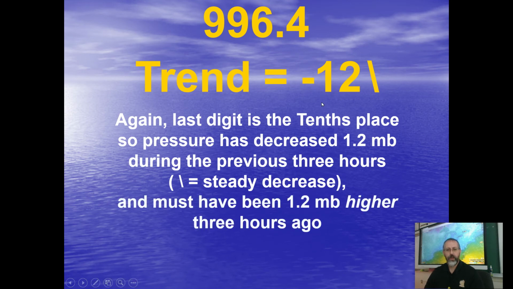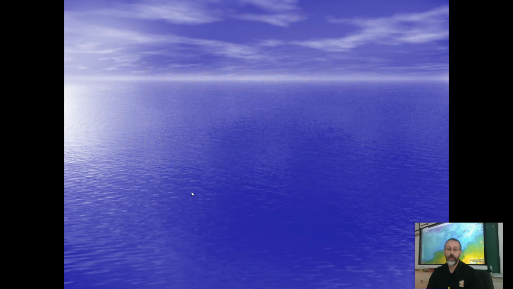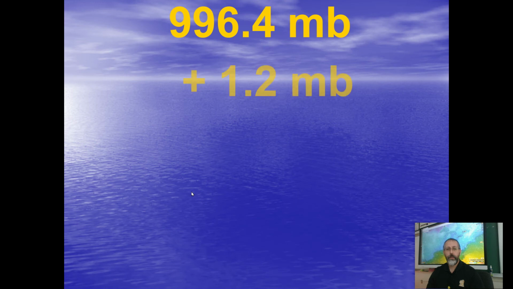So it's gone down 1.2 millibars compared to 3 hours ago. Now, the question I will ask of you on the worksheets for a section of it is, what was the pressure 3 hours ago? If you want to know what the pressure was 3 hours previous, whatever the sign was, we had a minus up there, you're going to do the opposite sign and put the number back onto the pressure that's there. So it's now 996.4, but it had gone down 1.2 millibars in the past 3 hours.